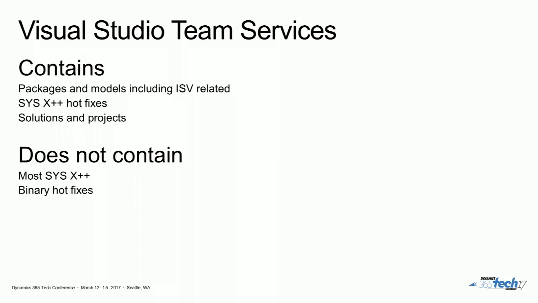It does not contain most of the sys X++, which is just sitting on the machine in the folder. And it does not contain binary hotfixes, which are generally platform things. Platform binary hotfixes have thousands and thousands of files, registry stuff maybe, all kinds of stuff. The only stuff that really goes in VSTS is X++ and binaries that are there instead of X++, like an ISV binary. Things that you need to do a build, basically.